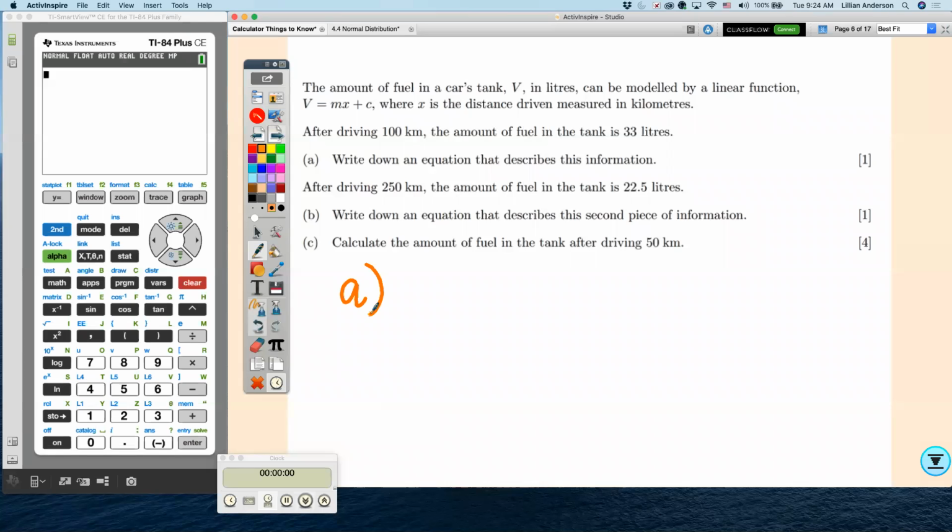Well, we already have an example. What would the 100 represent and what would the 33 represent? 33 equals M times 100 plus C, or essentially 100M plus C. After driving 250 kilometers, the amount of fuel is 22.5. So what's the next equation?